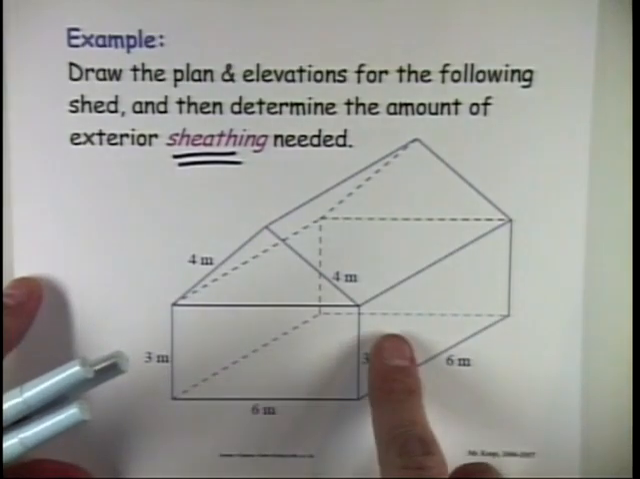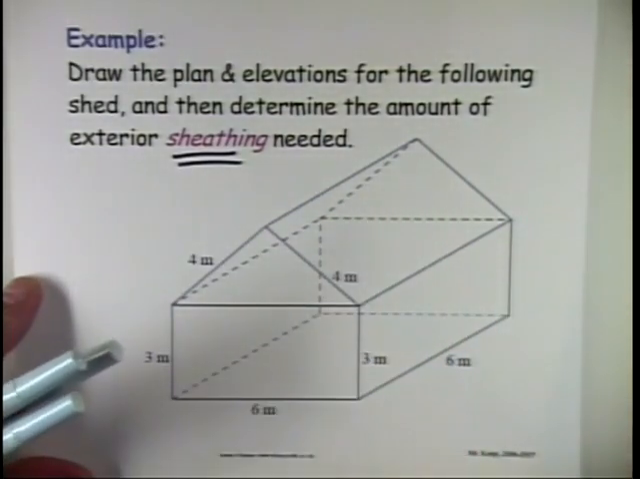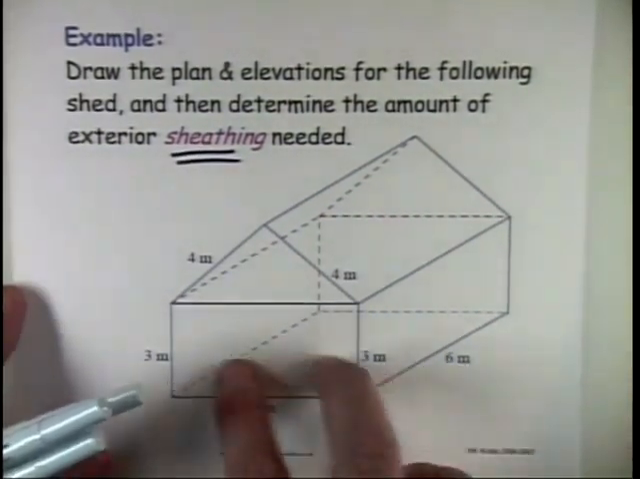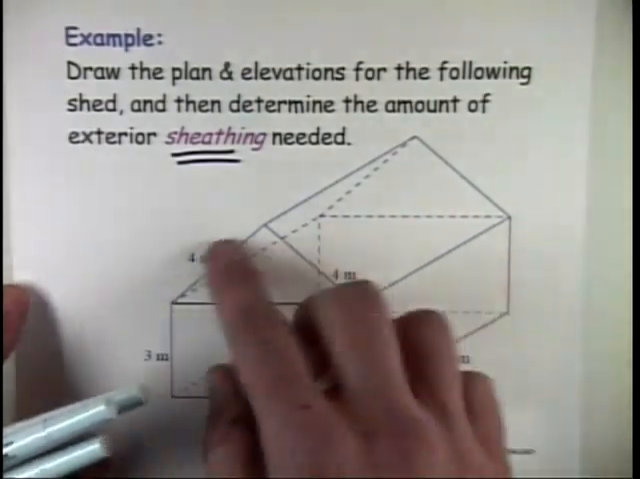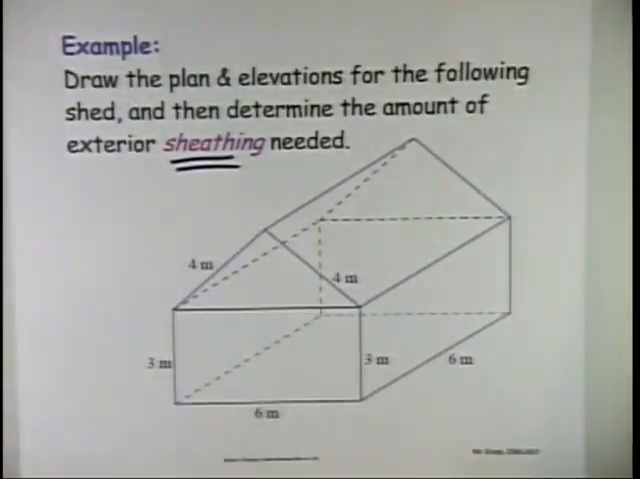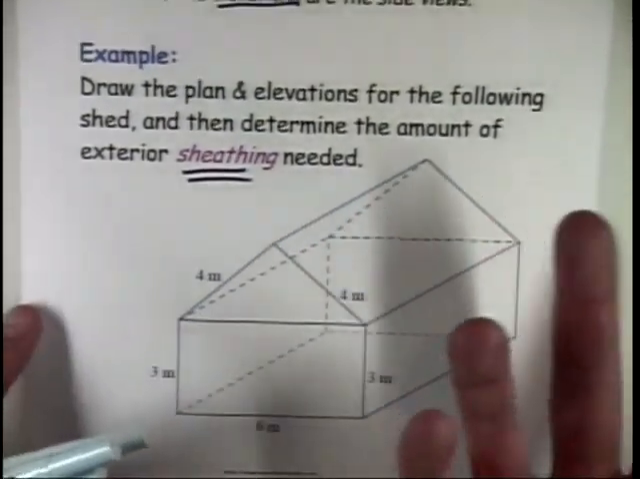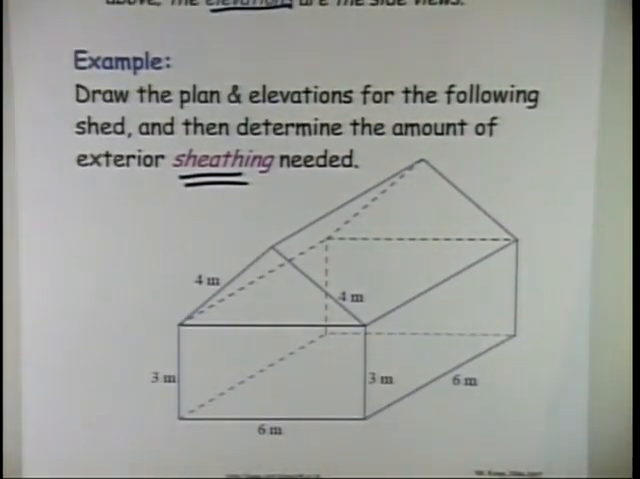We're not going to cover the floor. We're going to assume we're building it on an existing foundation. So the sheathing might be the plywood to wrap around the sides, and maybe the roofing or the decking material for the roof. So it's basically finding the surface area. It's just a fancy name.